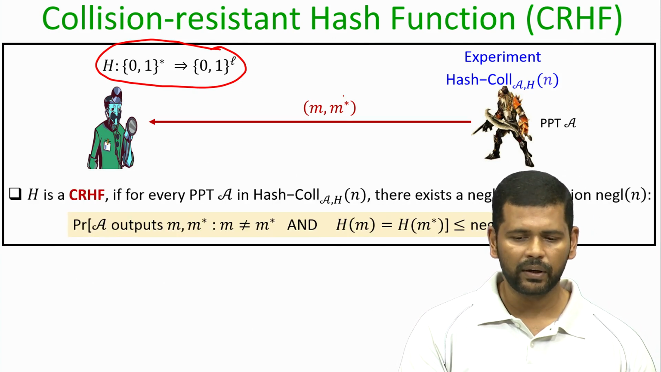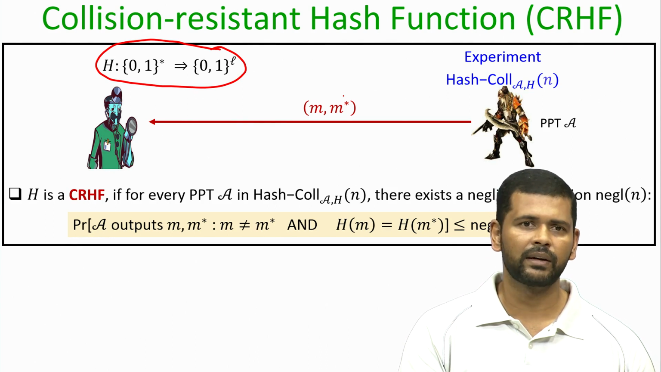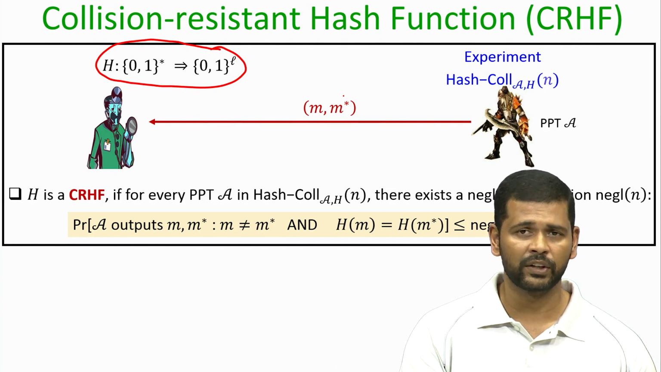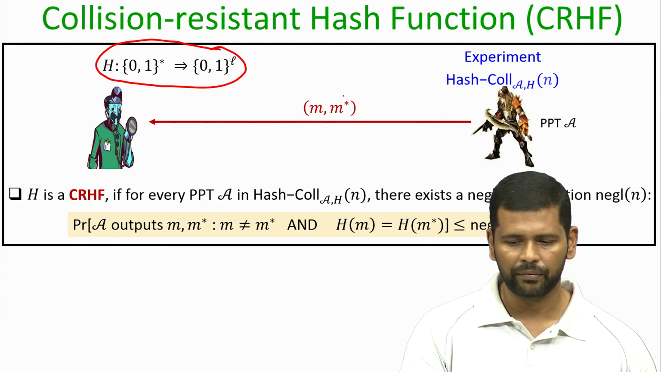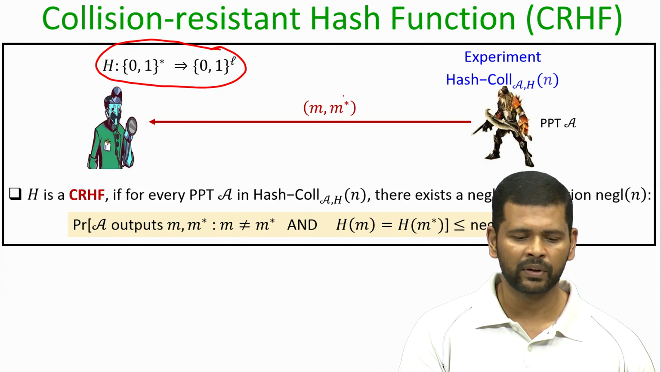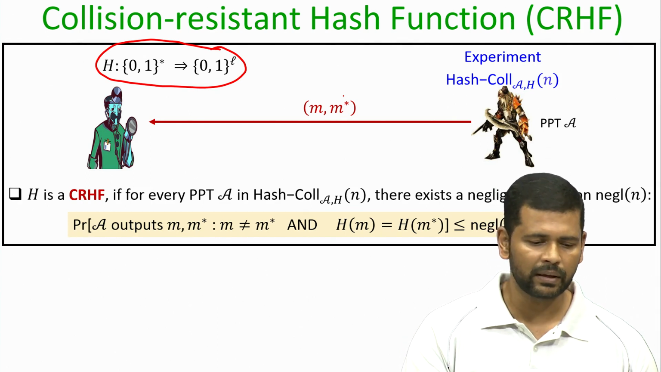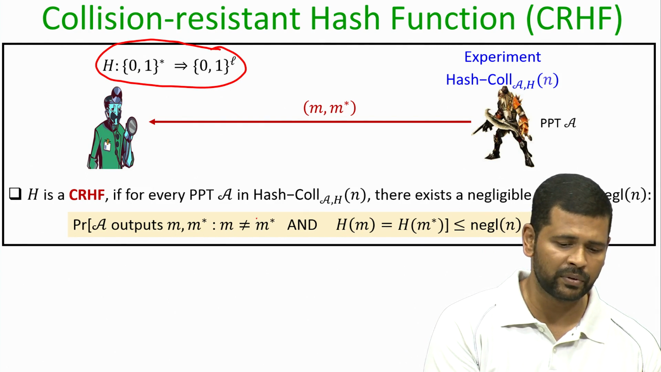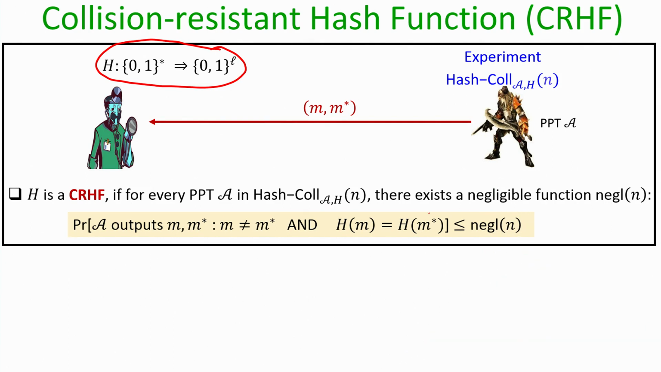The security definition here is that we say that the function h is a collision resistant hash function, or CRHF, if for every polynomial time adversary participating in this experiment, the probability that the adversary could come up with a colliding pair, namely a pair of distinct inputs m comma m star such that both m as well as m star give the same hash value, is upper bounded by some negligible function.